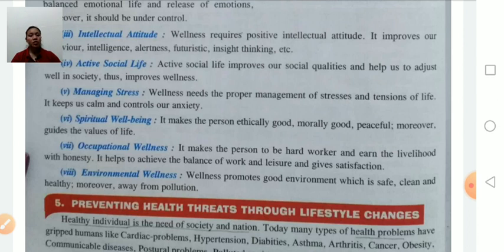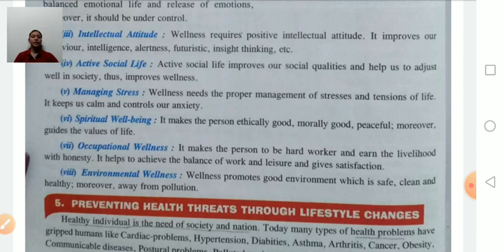Occupational wellness. Occupational wellness means the balance between work and leisure. It makes the person a hard worker and earn a livelihood with honesty. It also helps to achieve the balance of work and duties and gives him satisfaction if he is occupationally well.